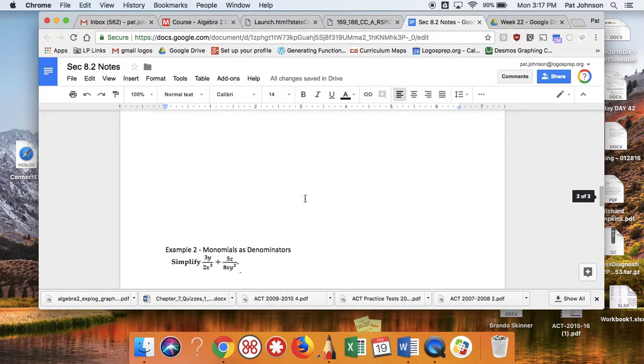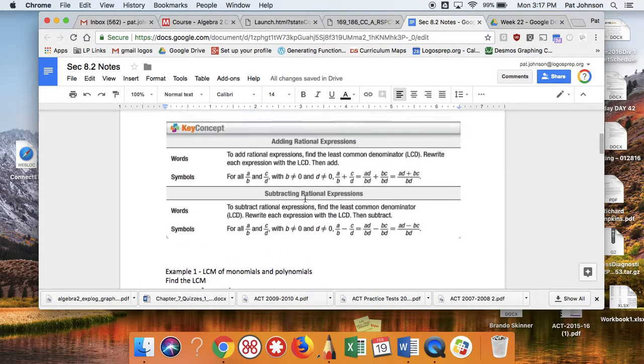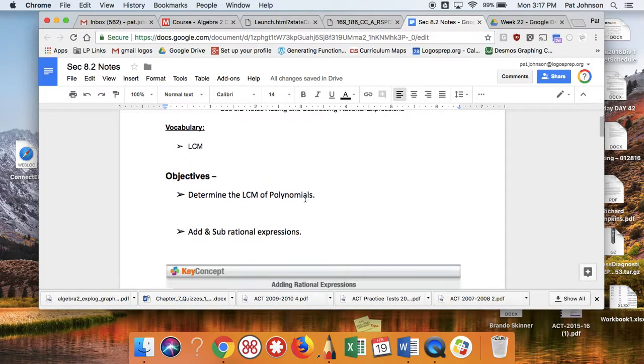Okay, this is video 8.2. We're going to be adding and subtracting rational expressions. It's not really a vocabulary word, but I added one because it's really important. It's called LCM, the least common multiple. Adding or subtracting fractions is basically what we're doing.